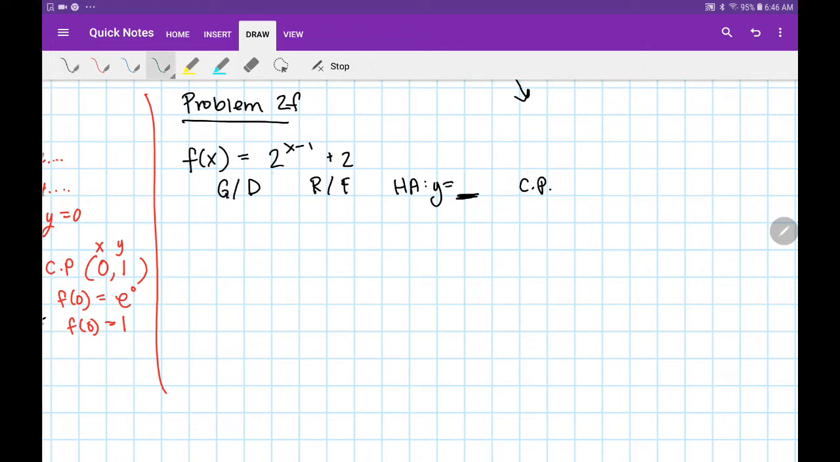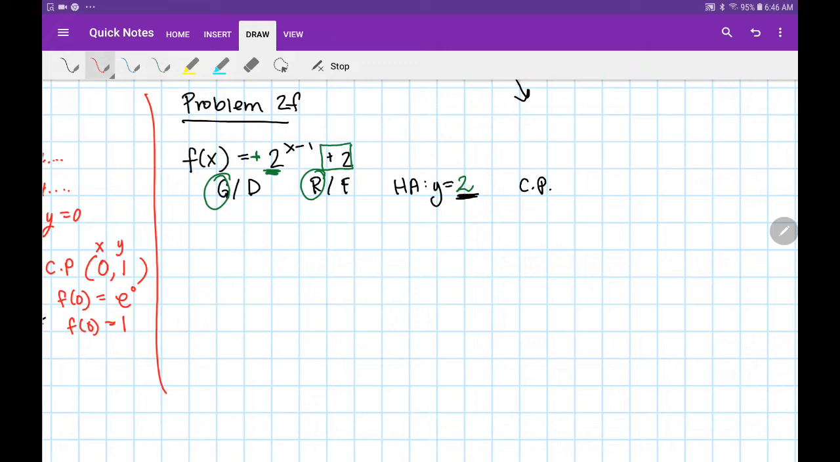So looking at the base, I know that this is greater than 1, so I'm growth. Looking at the sign in front, I see no negative, so that means it's a regular graph. My horizontal asymptote is y equals the number being added at the end, not the one in here with our x, but the big number being added at the end. So my horizontal asymptote is y equals 2.